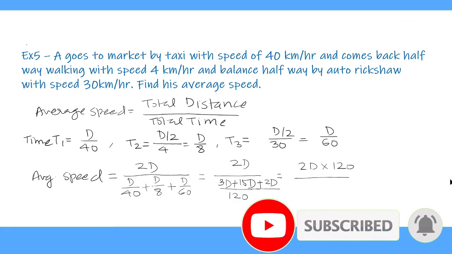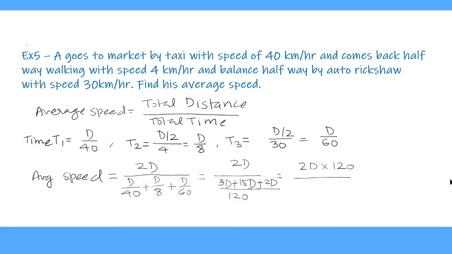3 plus 15 plus 2 is 20d. So in the denominator, d cancels the numerator d, and 20 cancels 120 for 6 times. So this is equal to 6 multiplied by 2, equal to 12 km per hour. So the average speed, which is equal to total distance upon total time, gives the answer 12 km per hour.